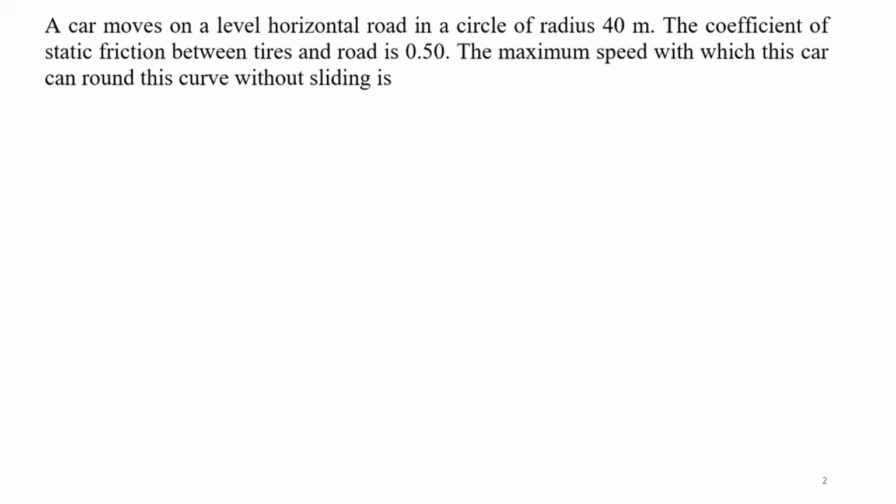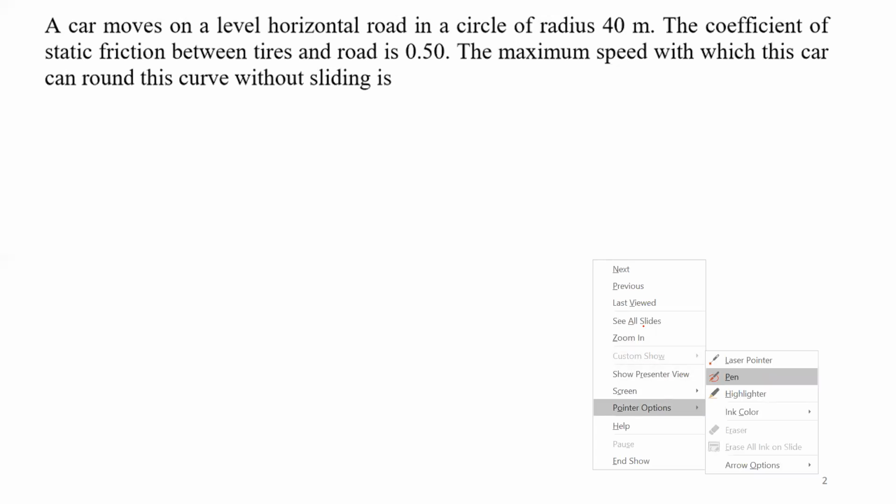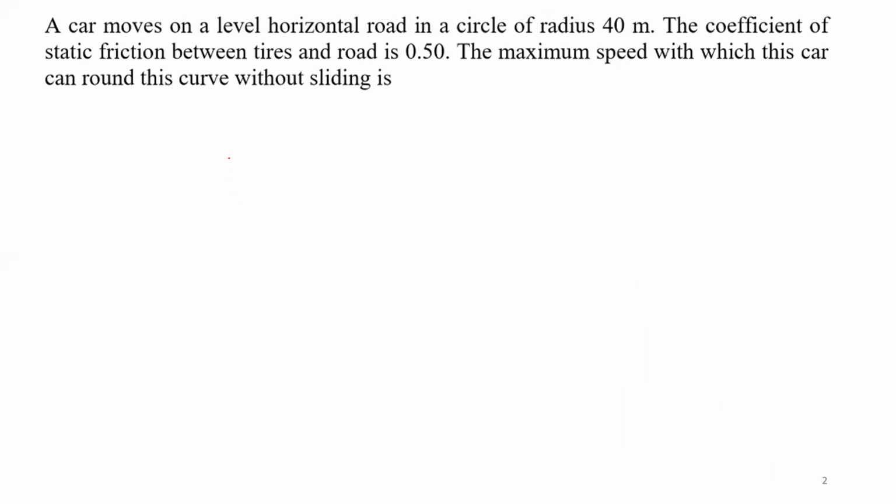Now let's solve this problem, which is very simple. We have a car that moves on a level horizontal road in a circle of radius 40 meters. The coefficient of static friction between the tires and the road is 0.5. What is the maximum speed with which this car can round this curve without sliding? So this is kind of simple. You know the formula: mu s multiplied by g is v squared over r.